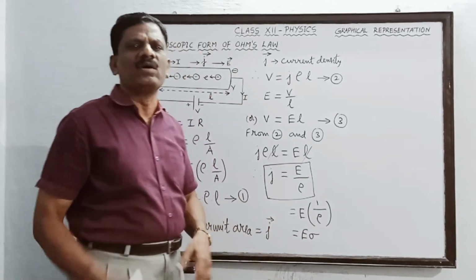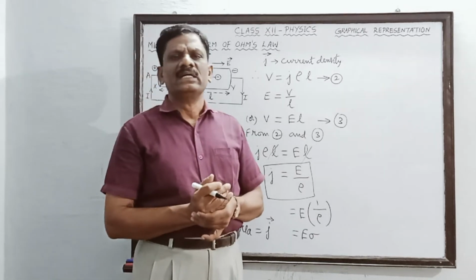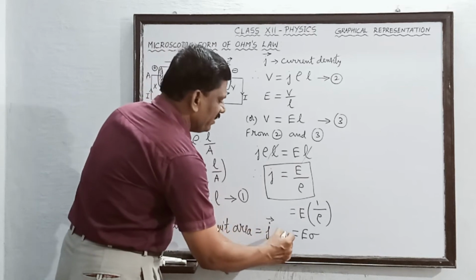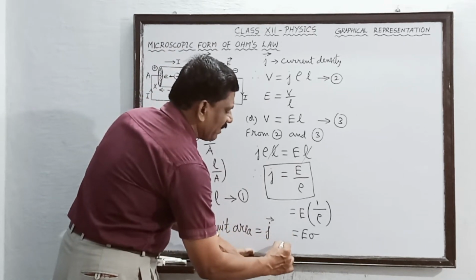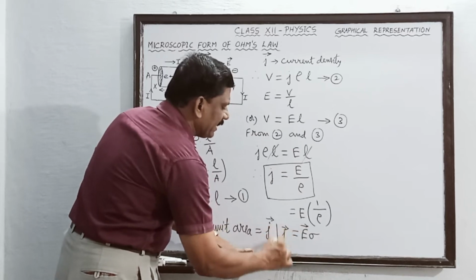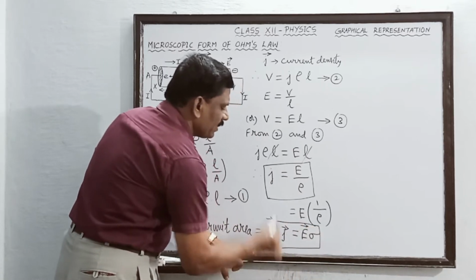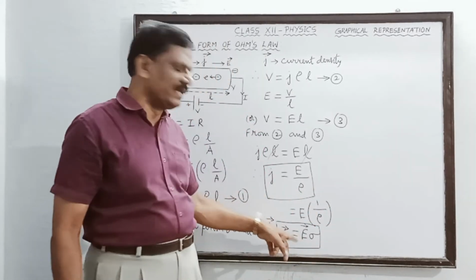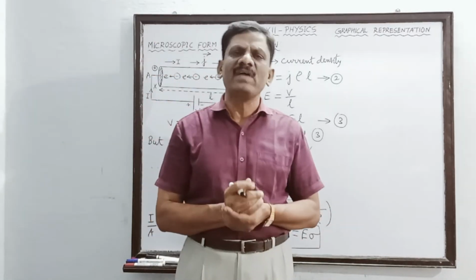Where sigma is equal to 1 by rho is called as what? Yes, the conductivity. Therefore, finally we can write that in vector form. J vector is equal to E vector into sigma. So J vector is equal to sigma times E vector. This only is called as what? Microscopic form of Ohm's law.